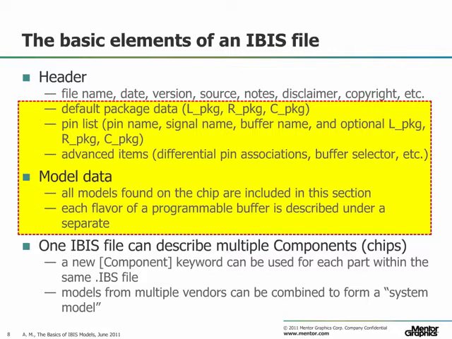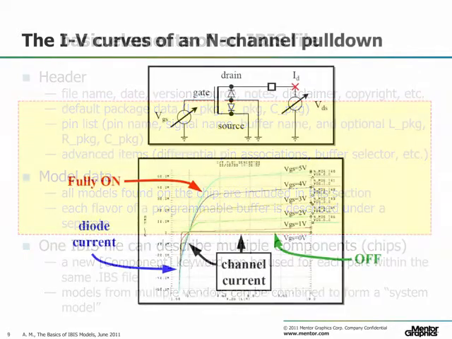The information needed to describe a component is highlighted with the yellow background on this slide. Please note that one IBIS file can have multiple components, which means that this highlighted area can be repeated multiple times within an IBIS file for different components.